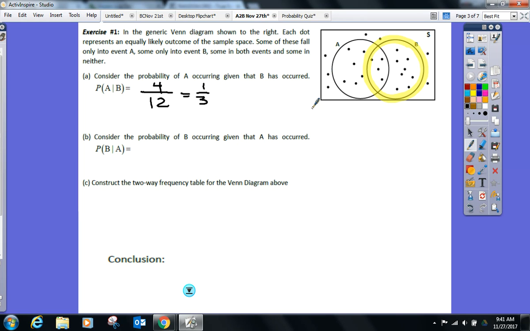Okay? All right, let's flip it on you now. Probability B happens given A has already happened. So now focus your attention on A. A has already happened. What's the probability now B will occur out of that? Well, how many of the B's are contained in set A?